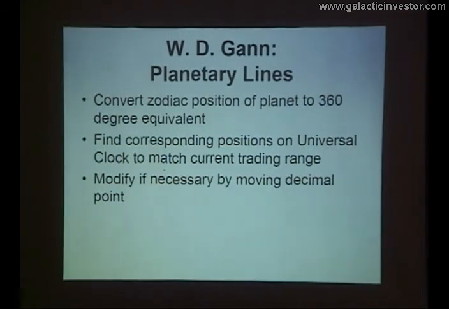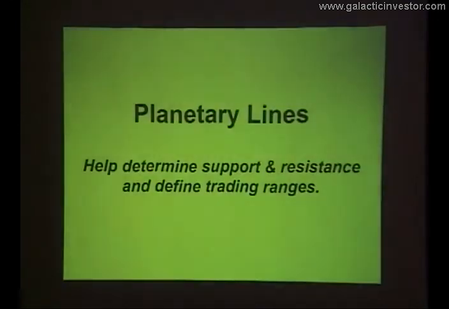up. And the universal clock is essentially a wheel of 24 that enables us to find corresponding number levels as you work your way out of the wheel from 1 all the way through 360. Then we can also modify the numerical equivalent of the planetary positions by simply altering decimal points, moving them to the right or to the left, again to match the current trading range. Now, that's how it works. We'll give some examples in a little bit more detail.